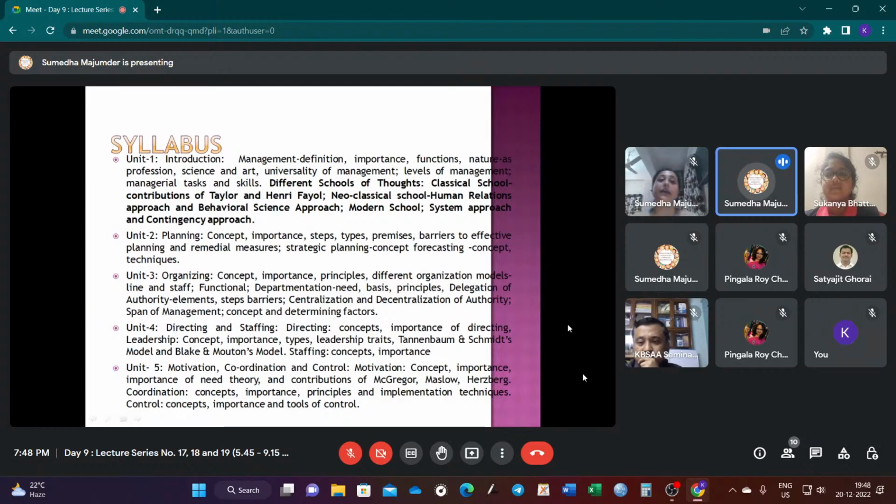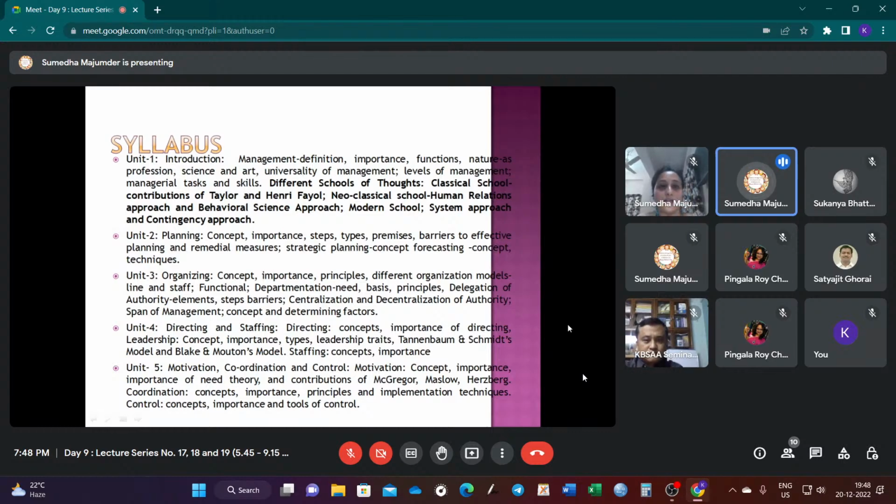And always remember that the objective of the business is profit maximization, but the objective of management is the optimum utilization of resources. And the next part, which I have already mentioned, is the different schools of thought of management. In a nutshell, we have three approaches: classical, neoclassical and modern.